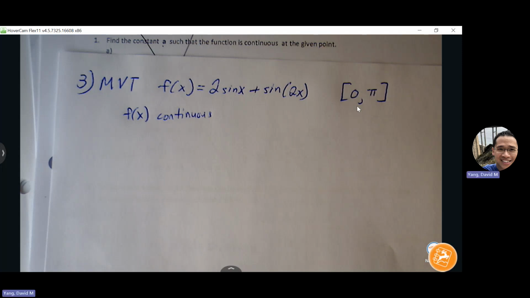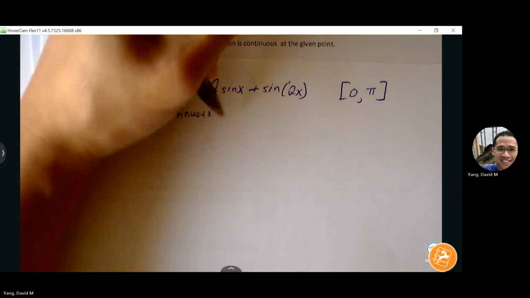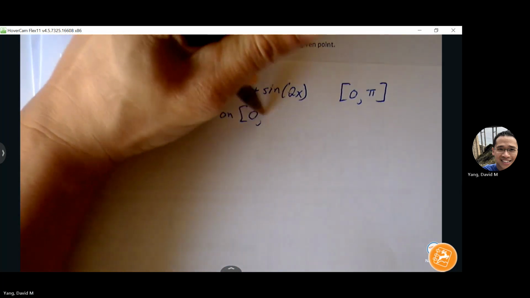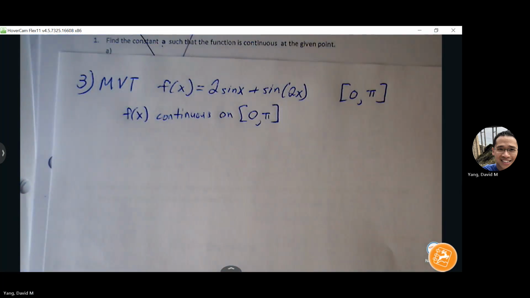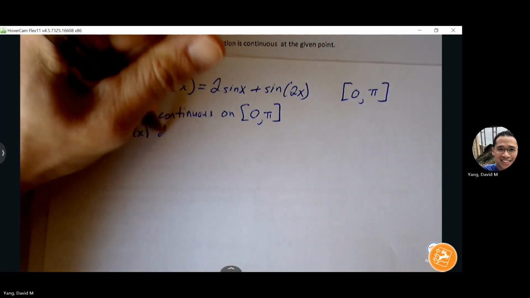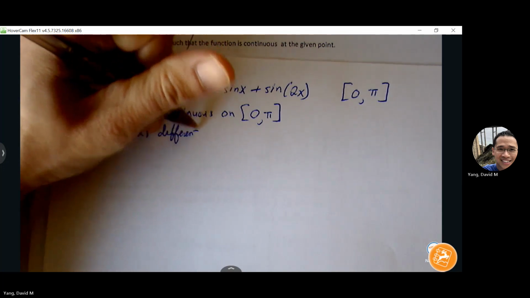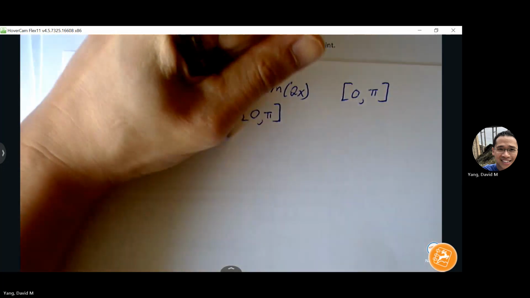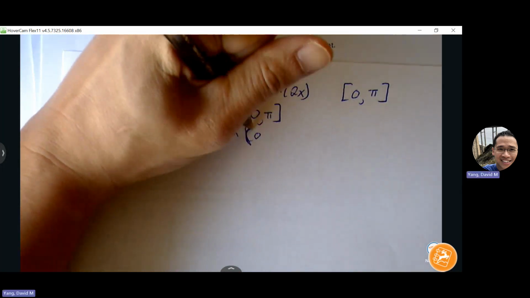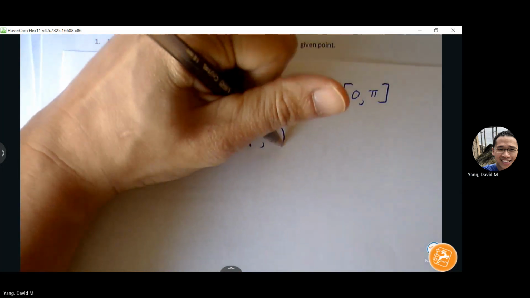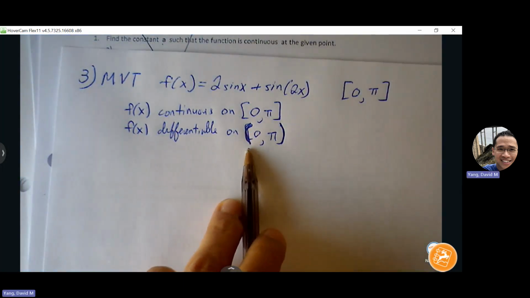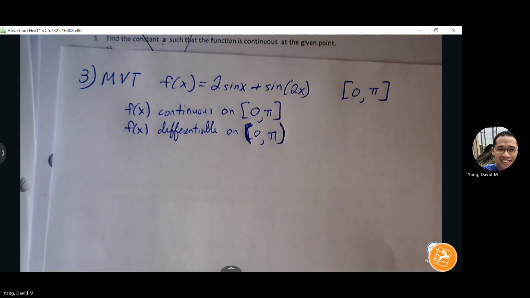The function you give us will always be continuous and differentiable. That's right, yeah, so we don't have to worry about it not being. So you just have to worry about writing out the conditions. Sorry, parentheses. So continuous is with brackets, differentiable is with parentheses.